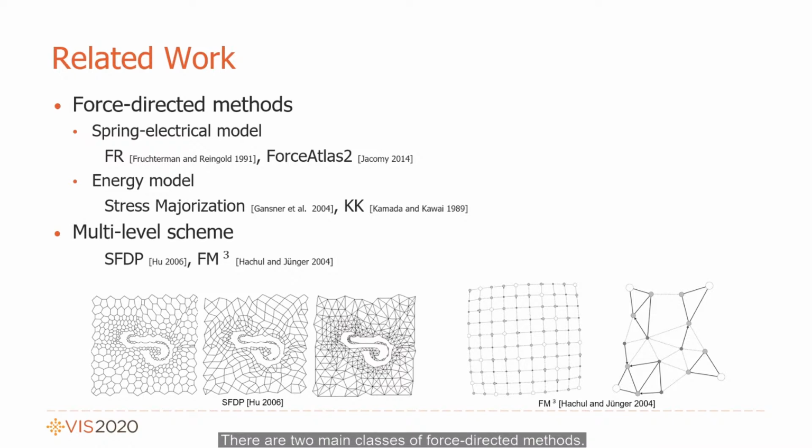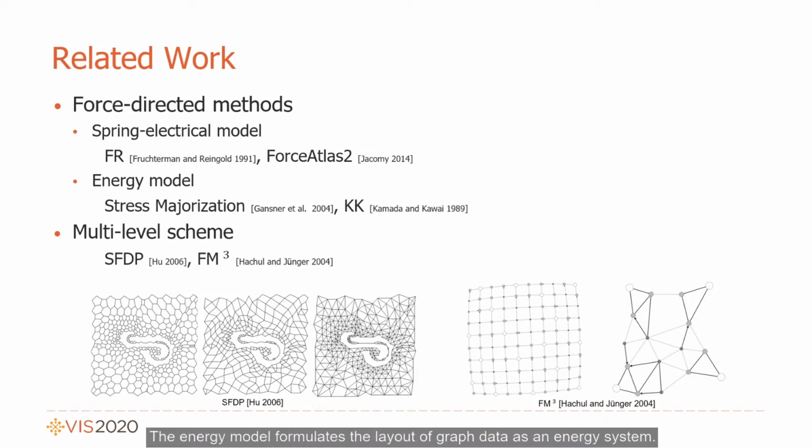There are two main classes of force-directed methods. The spring electrical model assigns attractive and repulsive forces between nodes. The energy model formulates the layout of graph data as an energy system. Multi-level methods use the layout of the previous graph as an initialization for the next larger graph.